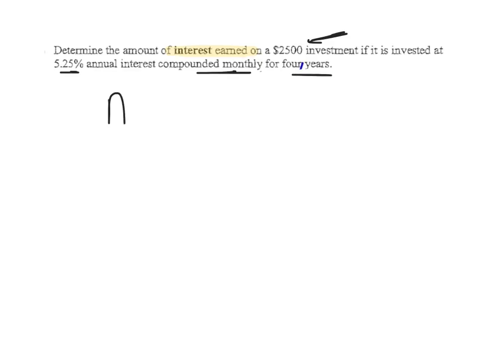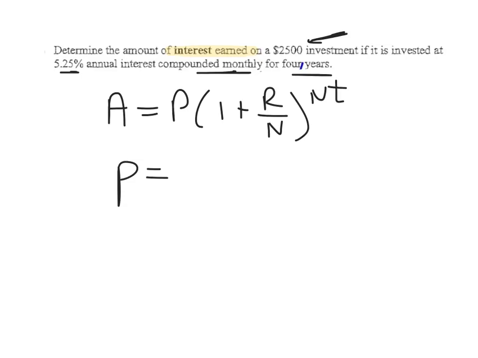So I'm going to write out the formula first. A equals P parentheses 1 plus R over N, close parentheses, raised to the N times T power. And my advice when you do these questions is to write out your variables, your P, your R, your N, and your T, and reread the question and substitute in accordingly. So in this case, you have $2,500 investment, so that's going to be your principal P.